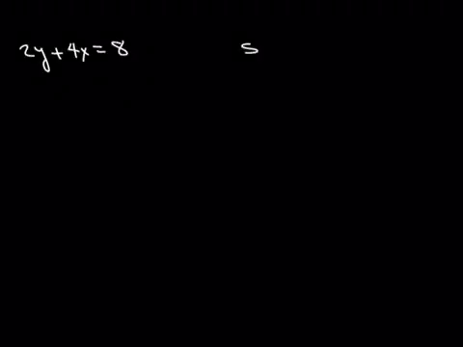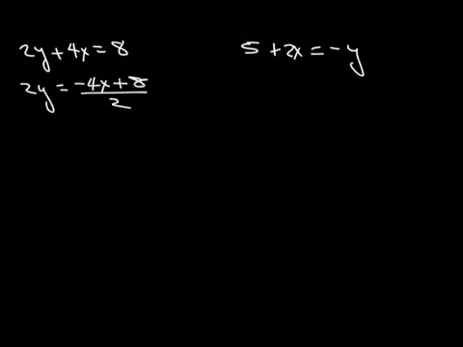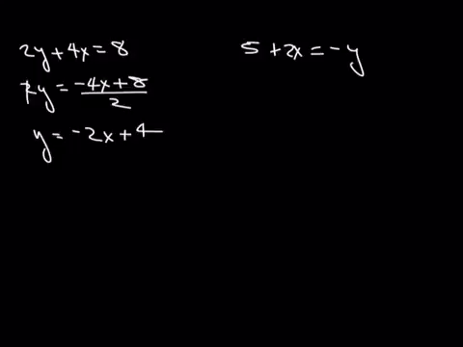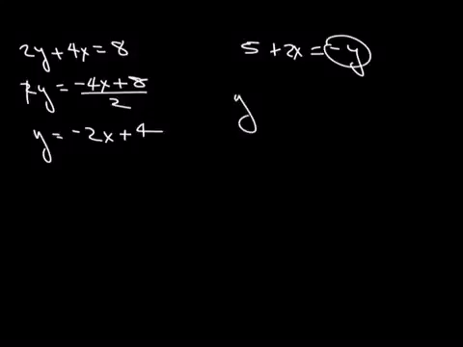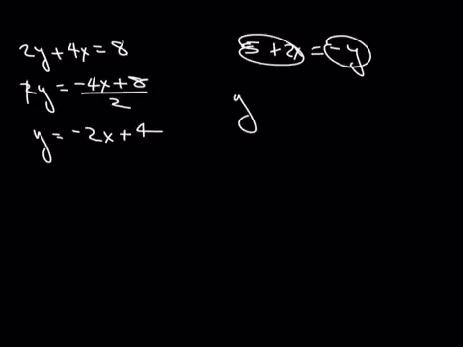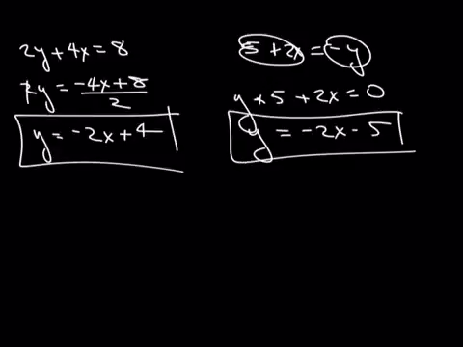Okay, let's look at another one here. 2y plus 4x equals 8. 5 plus 2x equals -y. Slope-intercept form, 2y equals -4x plus 8. Divide by 2. Y equals -2x plus 4. Okay, let's do this one over here. I'm going to bring this y over and move these to the other side. So y plus 5 plus 2x equals 0. Now let's move these other ones to the other side. Okay, so there's my slope-intercept form. There's my slope-intercept form.